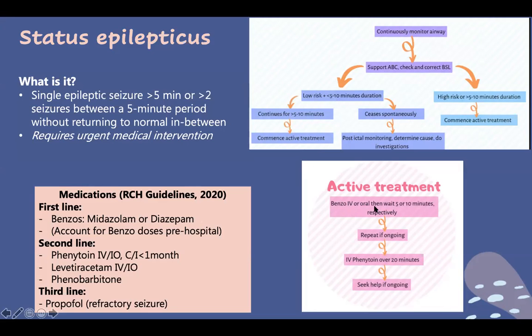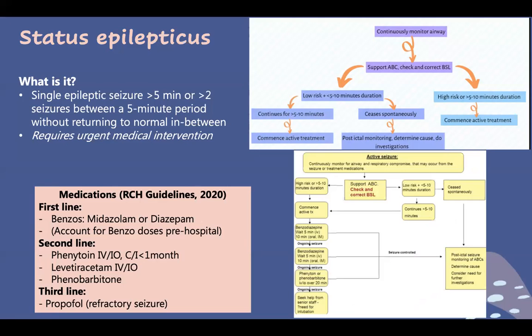You begin with the first line, which is a benzo, midazolam or diazepam. Both are fine, but please account for the benzos given pre-hospital as well. Repeat again if it's ongoing after 5 minutes. And then after that, you can give IV phenytoin over, I believe phenytoin is actually 5 minutes and the others are 20 minutes.